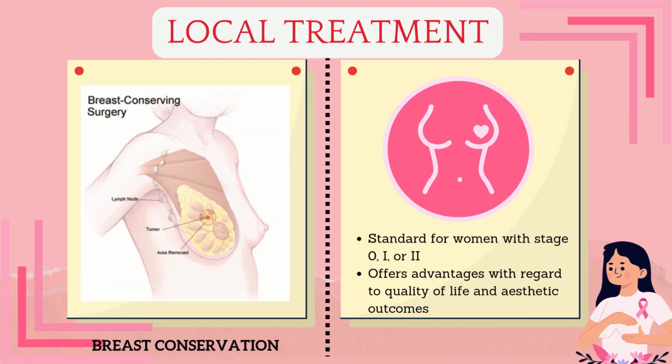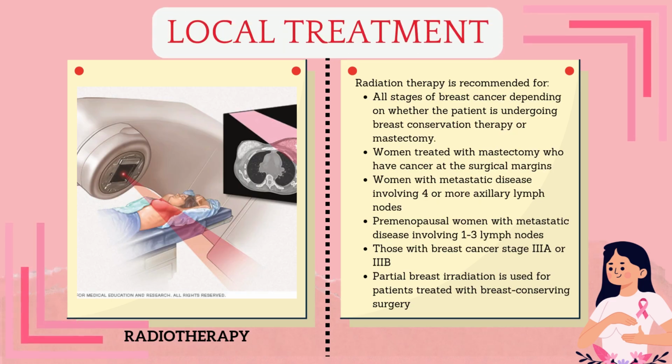In breast conservation, the breast cancer is removed with an envelope of normal-appearing breast tissue that is adequate to achieve a cancer-free margin, adjuvant radiation therapy, and assessment of regional lymph node status. It is currently the standard treatment for women with stage 0, 1, or 2 invasive breast cancer.